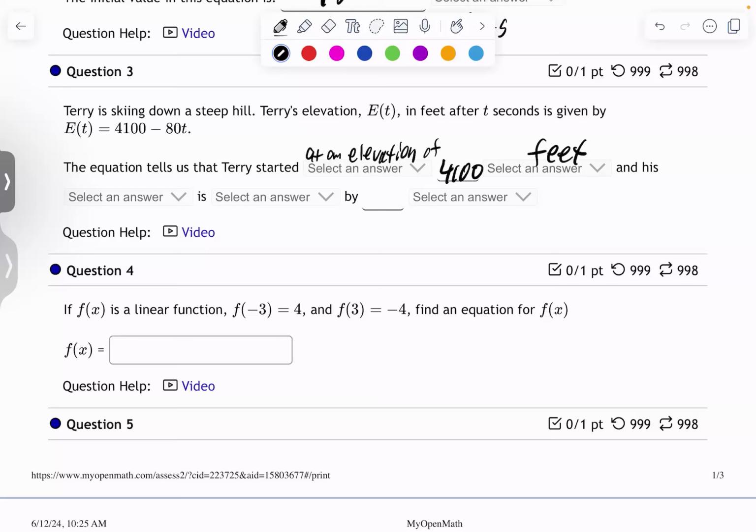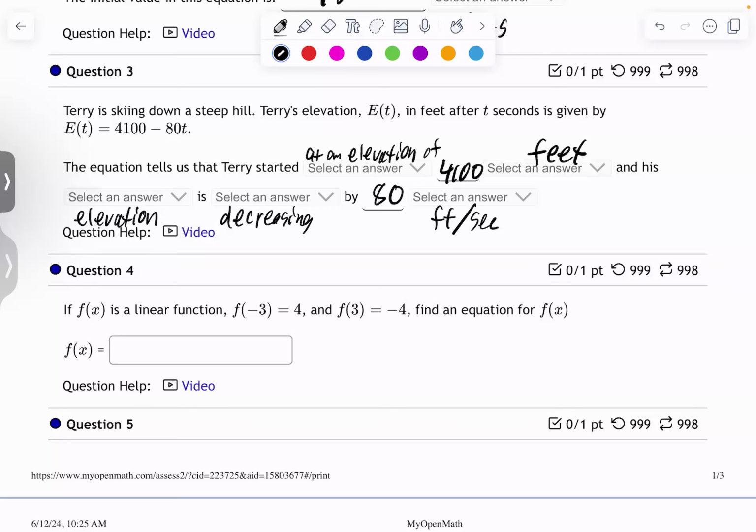And his elevation is decreasing by 80 feet per second. Now, you got to be careful. It might be tempting to put negative 80, but because we say the word decreasing before that, that is the negative for us. So decreasing by 80 is correct. If you say decreasing by negative 80, that means it's actually going up because you end up with a double negative there. So just be really careful in the wording of that one.